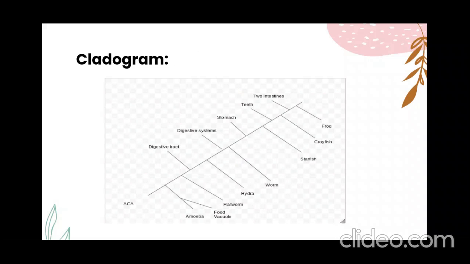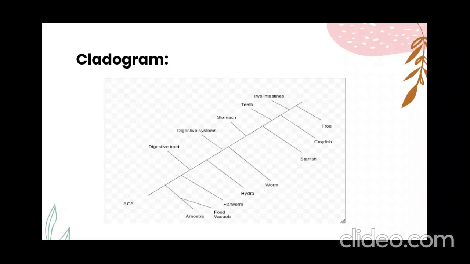So we start with the ancient common ancestor, and then we move up to the amoeba, which is the only thing on this list of organisms to have a food vacuole. From there we go to the flatworm, which doesn't really have any of the traits exhibited in the other organisms. Everything hydra and above has a digestive tract.